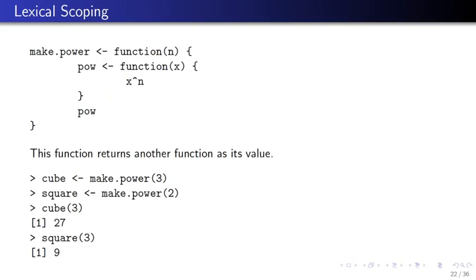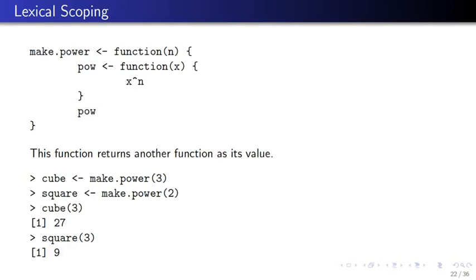So I'm going to define a very simple function here. Often these kinds of functions come in the form of what you might think of as constructor functions. The idea is that the function is constructing another function. So here's what I want to do. I want to create a function called make.power, and what make.power takes as input is a number n. Inside the make.power function, I define another function called pow, and pow is going to take an argument called x. The pow function is going to take the argument x and raise it to the power n. And make.power returns the function pow as its return value.